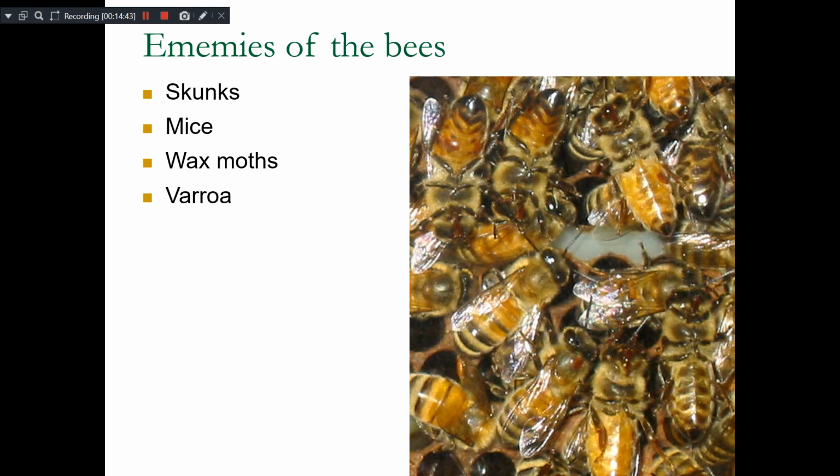One thing, to enter inside, they bore through the wooden boxes in which the colonies are placed, make a hole, enter and start eating. Then wax moths, all these moths, especially they hunt the worker bees when they go foraging. Then varroa is another insect which affects them. Apart from that, another major threat is from wasps.